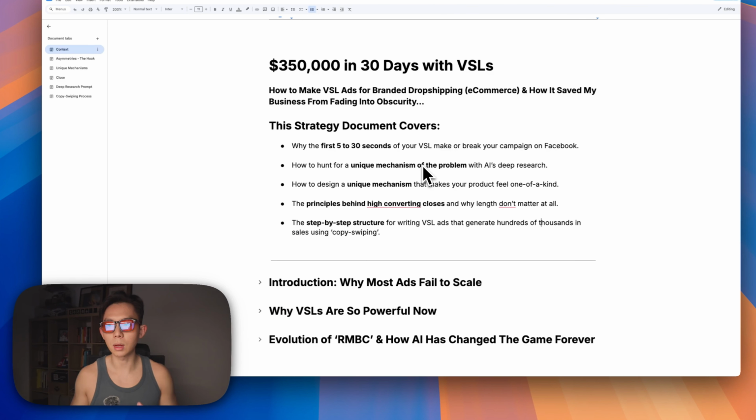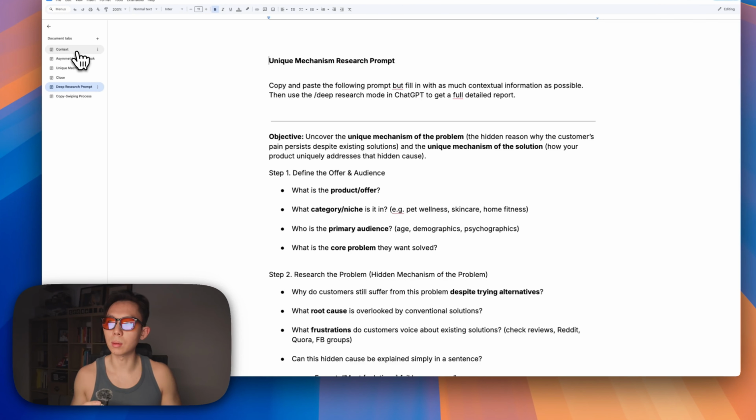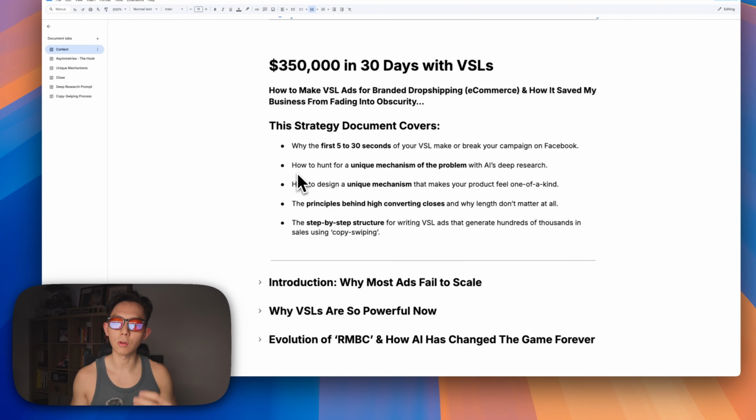In this strategy document, I'll cover why the first 5 to 30 seconds of your VSL make or break your advertising campaigns, how to hunt for a unique mechanism of the problem with AI's deep research. I will also link a unique mechanism research prompt that you can use for deep research with AI, how to design a unique mechanism that makes your product feel one of a kind, the principles behind high converting closes and why length doesn't matter at all, and the step-by-step structure for writing VSL ads that generate hundreds of thousands in sales using a process that I call copy swiping.